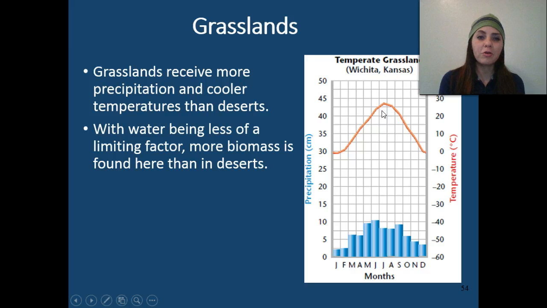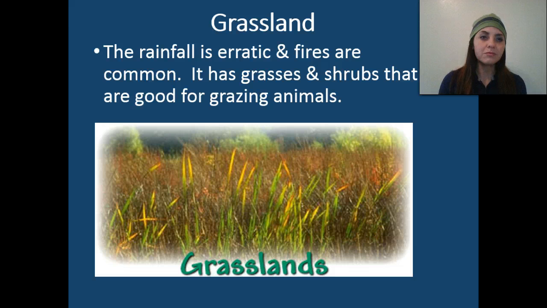So they do receive more precipitation and cooler temperatures than the desert, and the water being less of a limiting factor allows it to have more biomass than deserts as well. So the rainfall in grasslands is, however, erratic, and fires are very, very common. It has grasses and shrubs that are good for grazing animals, and those grasses and shrubs regrow very quickly.